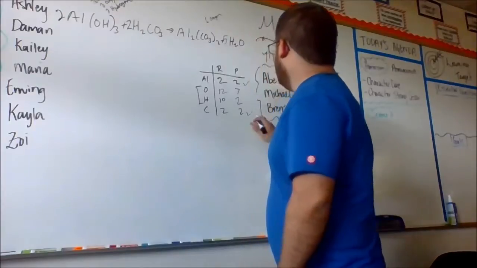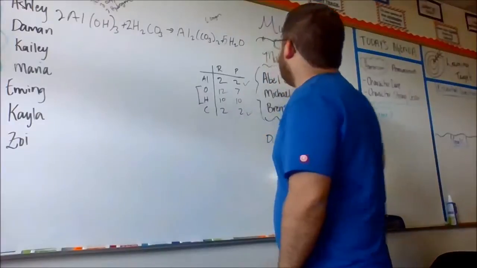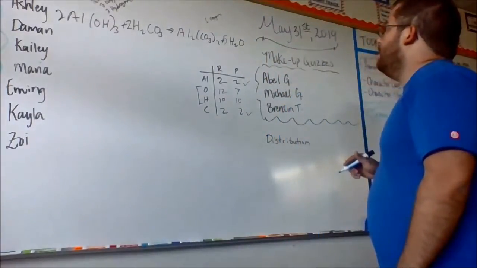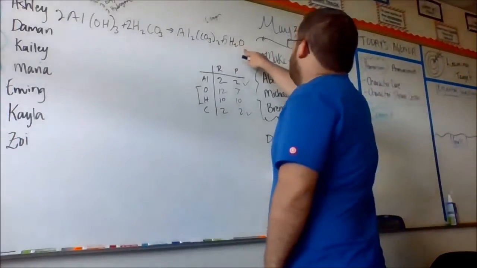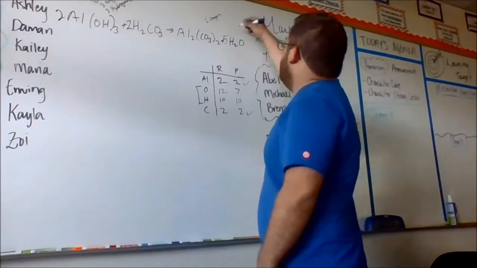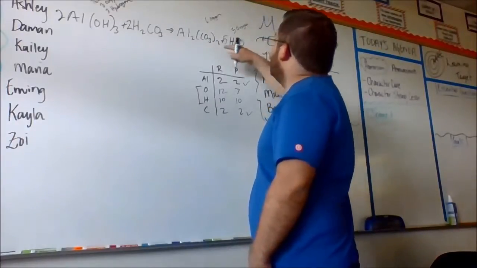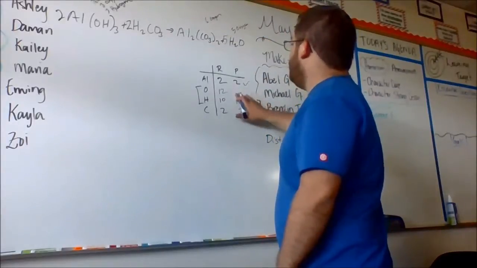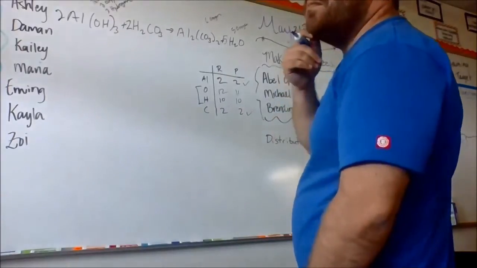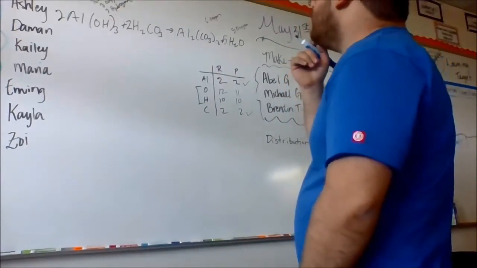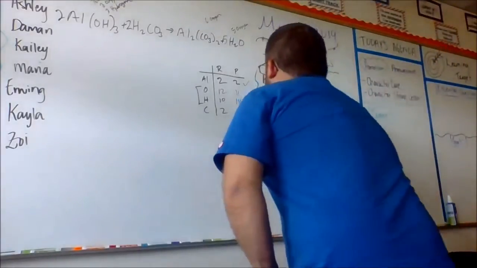Okay? So if we make that a 5, this becomes 10. Okay? Now, this means that there's 5 oxygens here. We have 6 there. That makes that 11 oxygens. Yikes. That sucks.